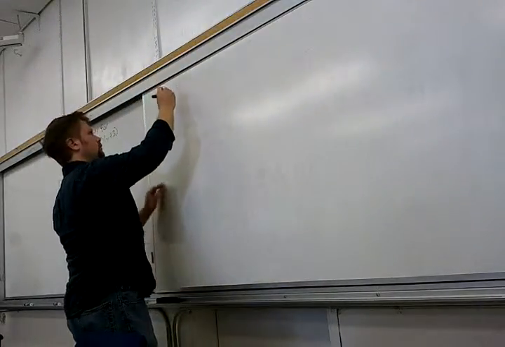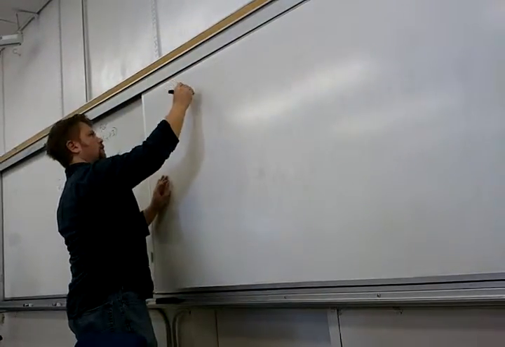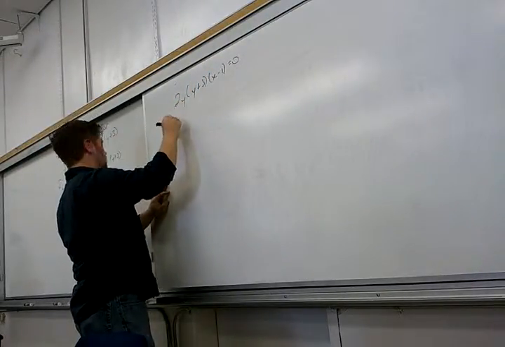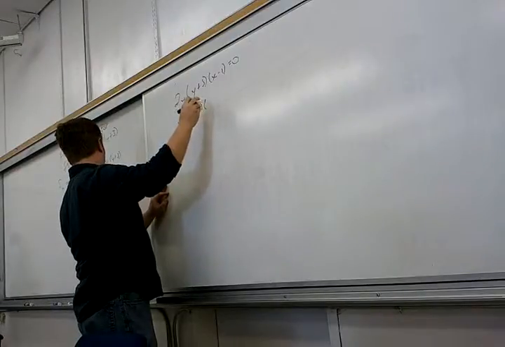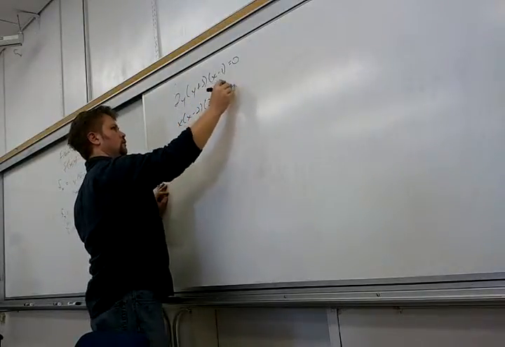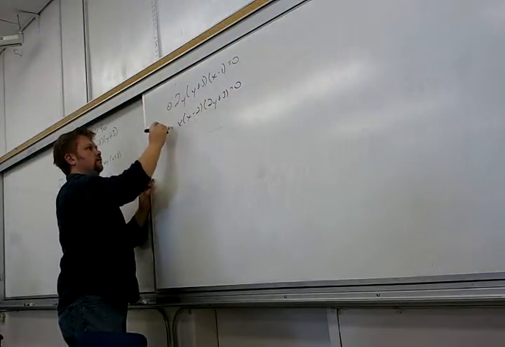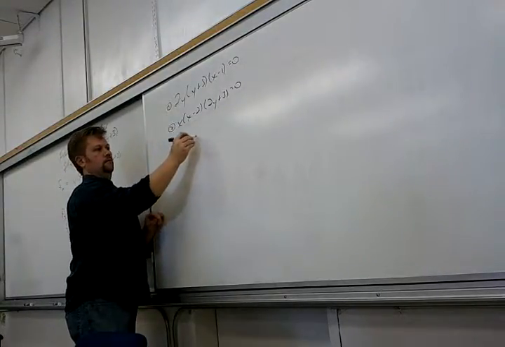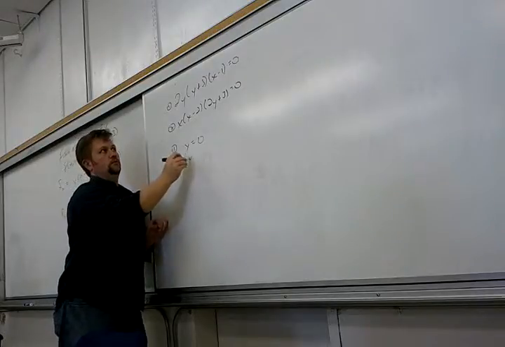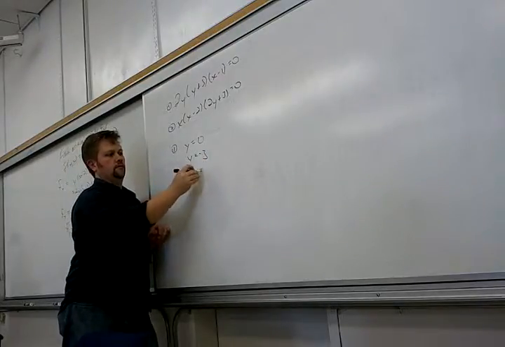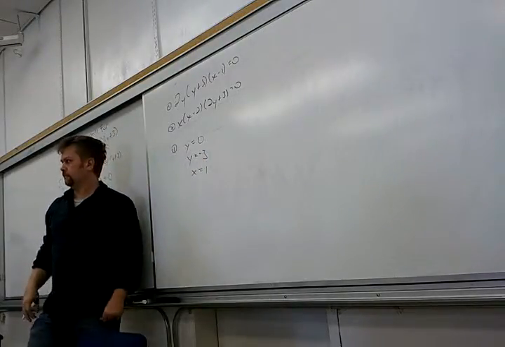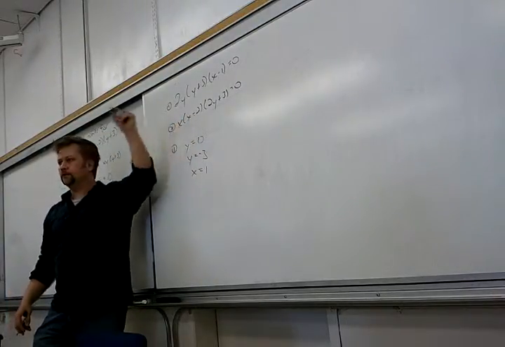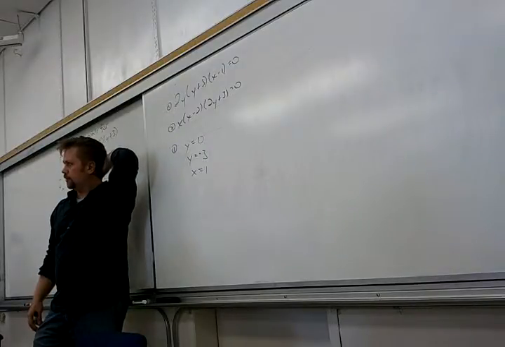So what do we have so far? We got 2y, x minus 1, and 2y plus 3. So for this first equation, just directly, what do you get? y equals 0, y equals negative 3, x equals 1, right? So if you plug each of these into the second one and solve, see what you get.